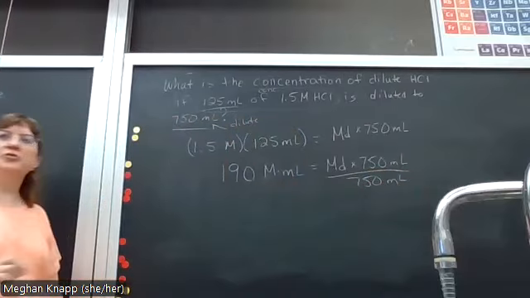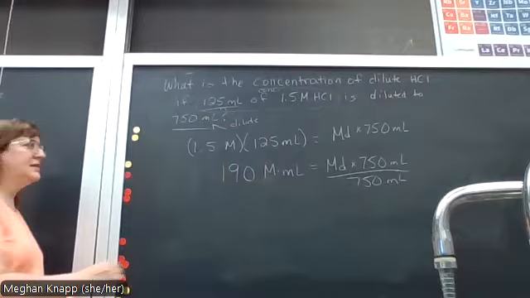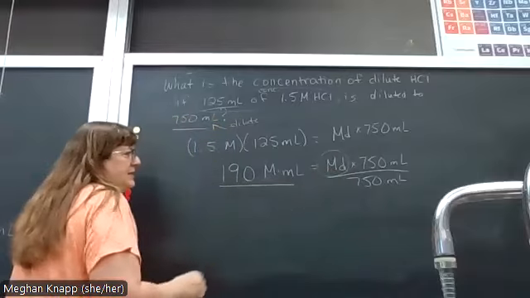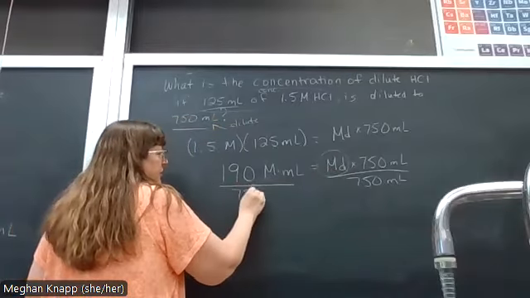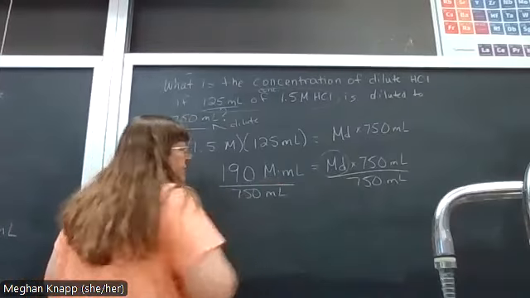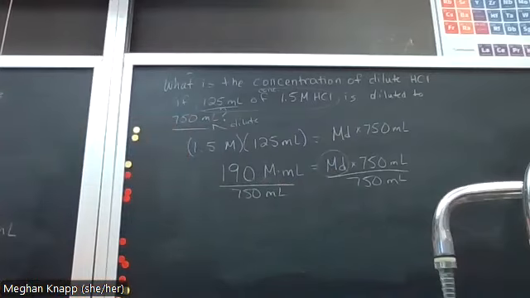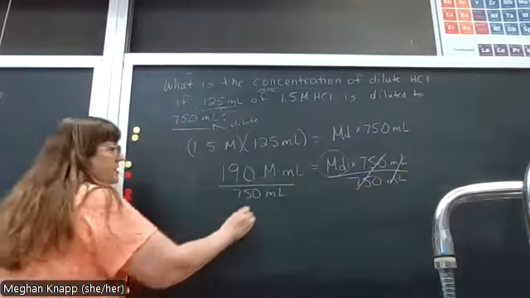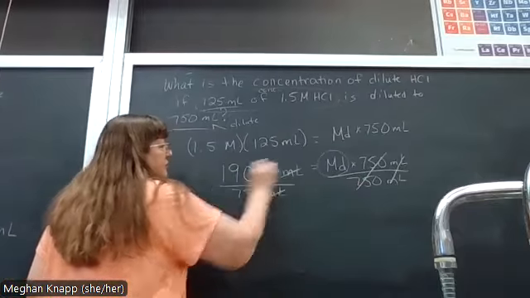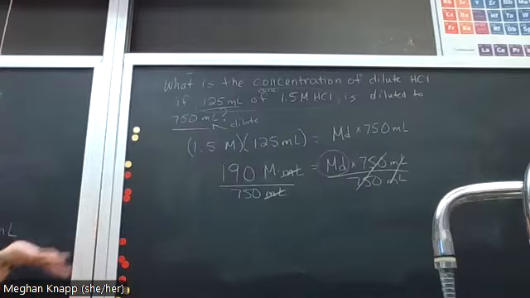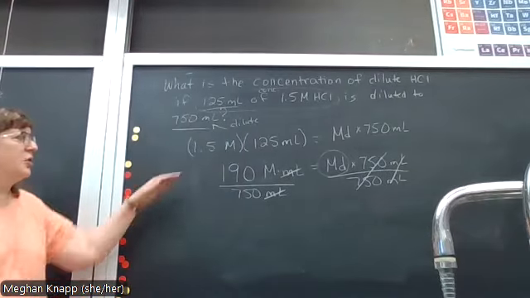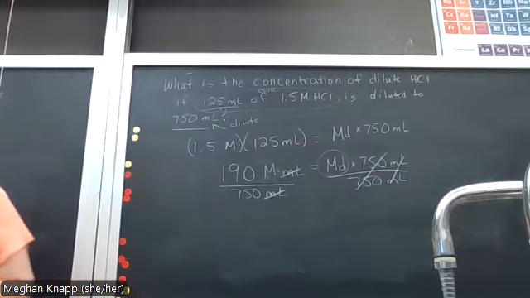Then, like a good algebra student, I'm going to do onto one side as I do onto the other. So to get my variable MD by itself, I'm going to divide both sides by this. And this is where the magic happens. Of course, everything over here is going to cancel. But on this side, those milliliters are going to cancel. And now I don't have to worry about having changed it into liters. Okay. So I'm going to have 190 divided by 750.